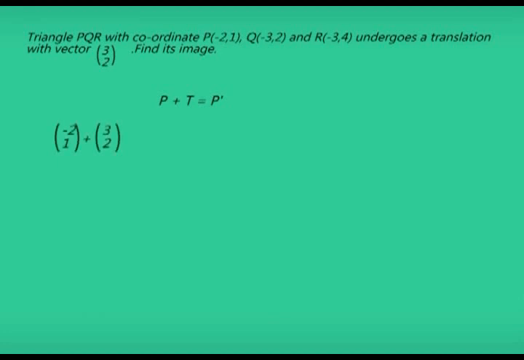Minus 2, 1 plus 3, 2 will give us minus 2 plus 3 is equal to 1. 1 plus 2 is equal to 3. And so we have P prime 1, 3. Again, for Q, minus 3, 2 plus 3, 2 is equal to minus 3 plus 3 is 0. 2 plus 2 is equal to 4. And so Q prime is 0, 4.